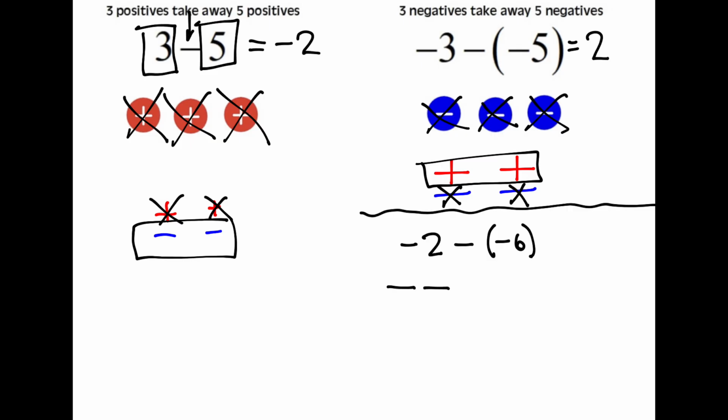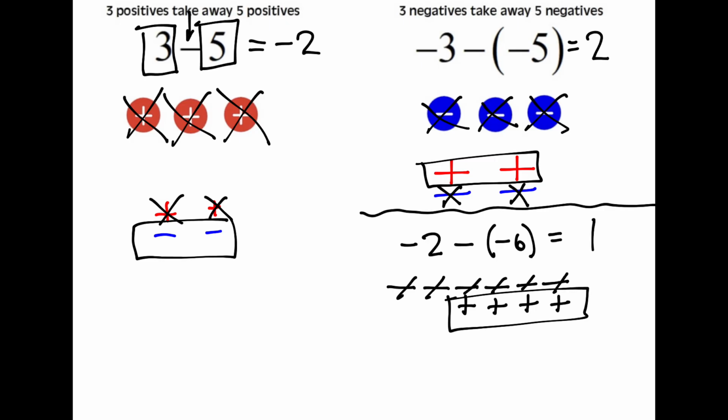So we have 2 negatives. And from these 2 negatives, I want to take away 6 negatives, but I only have 2. So I'm going to do 3, 4, 5, 6. Now we're going to take away 1, 2, 3, 4, 5, 6 negatives. Leaves me with half of the 0 pairs because I canceled those other halves out. So it leaves me with a positive 4. Yeah, how's that for weird? It's actually kind of cool, I think.